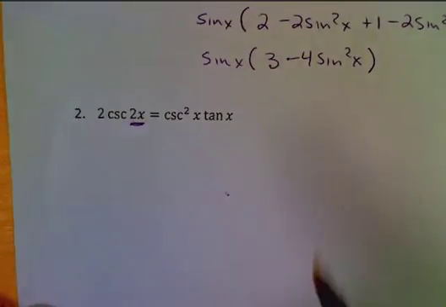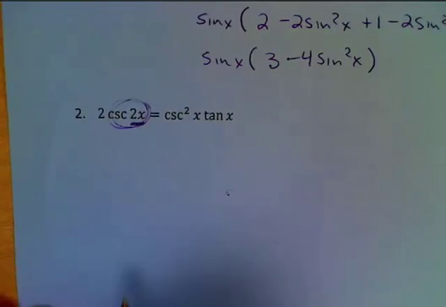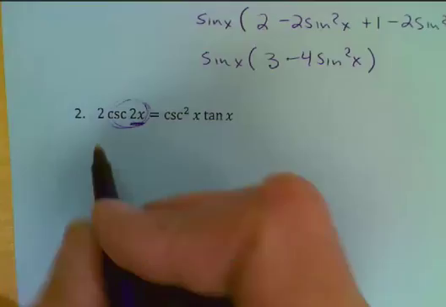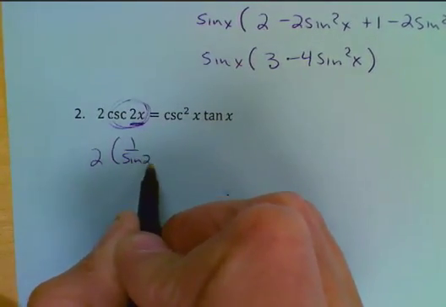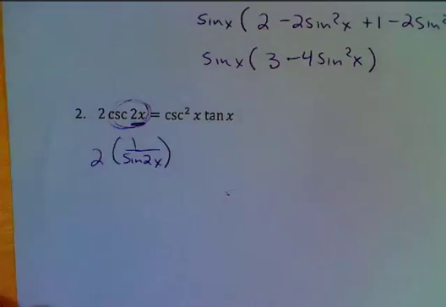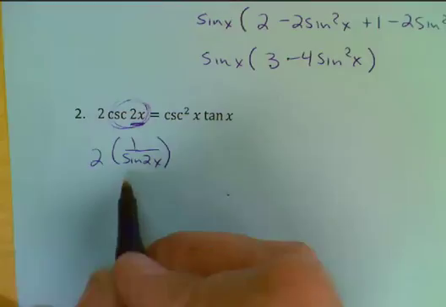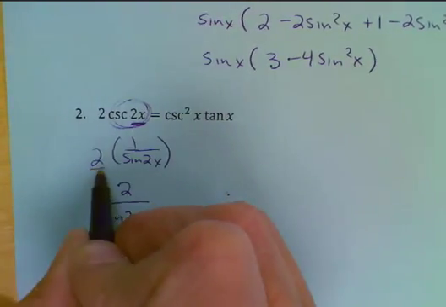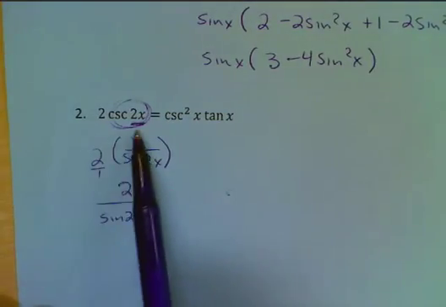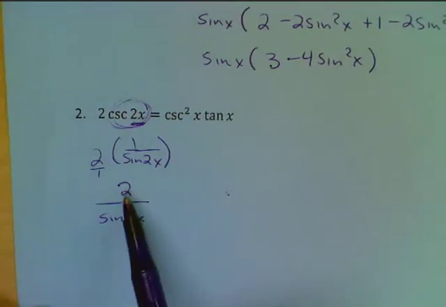All right, number 2. We don't have a formula for the cosecant of 2x, but we do have one for the sine of 2x. So I'm going to think of this as 2 times 1 over the sine of 2x. Now, if you don't like leaving this 2 out in front of there, if you take 2 times this, it's really 2 over sine of 2x. You're multiplying it by 2 over 1, so you get 2 in the numerator over the sine of 2x in the denominator. So some people liked it like this better.